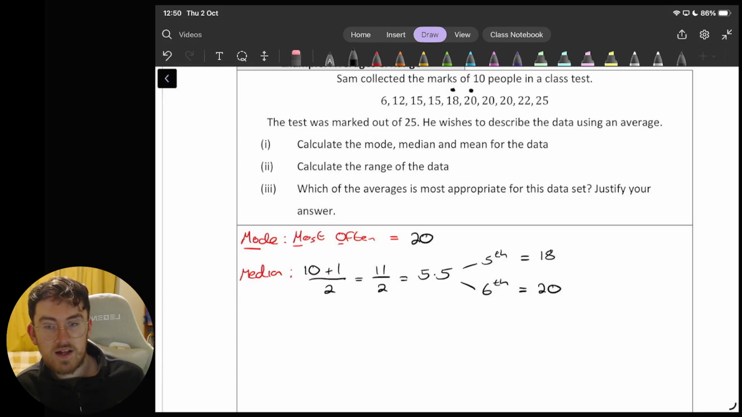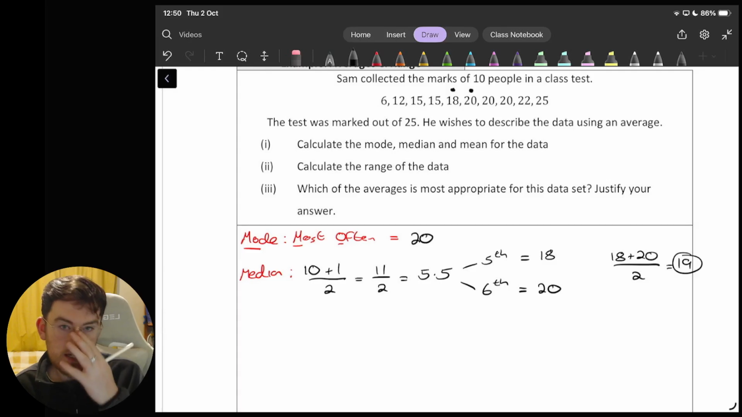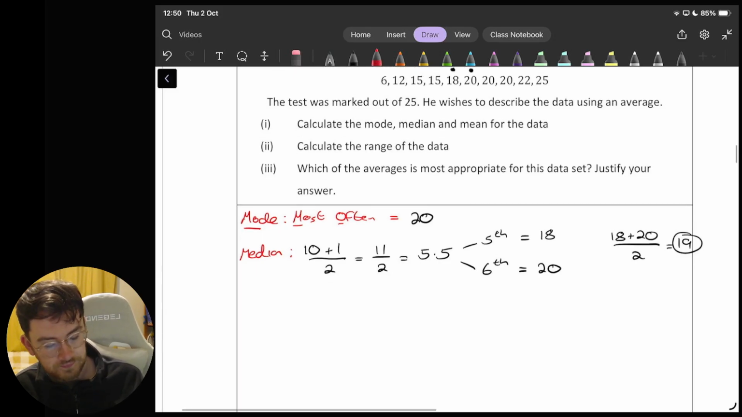So I'm looking for a value between those two. What we'll do is add them together and divide by 2. In this case, we get a nice clean answer of 19. Now 19 is not one of the values in my data set, but that is okay. The average value of a data set doesn't have to be a value that was actually achieved in that data set. So there's an average of around 19 for this data set.